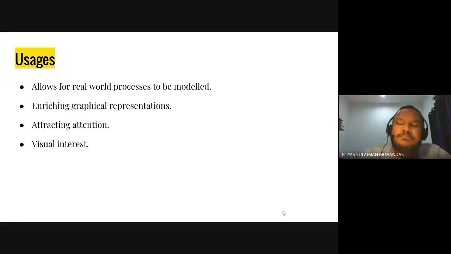Some videos, the images that you put in the videos can be static. So although it's a video, because the images are static, that means they are at one point and they don't move. This is where animation comes in handy. So when you have animation to replace these static images, it helps people to understand better.